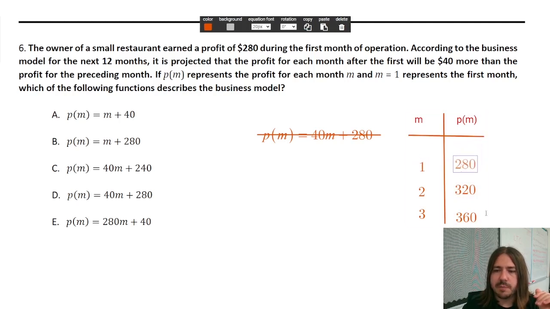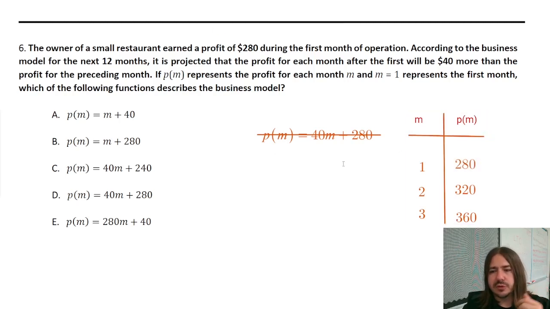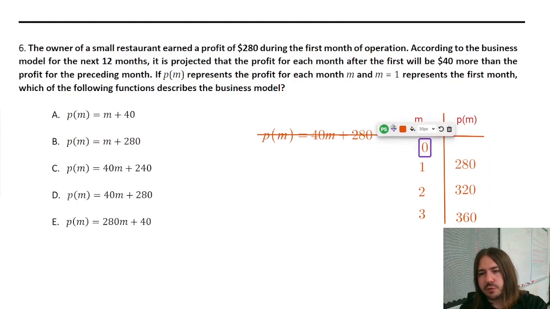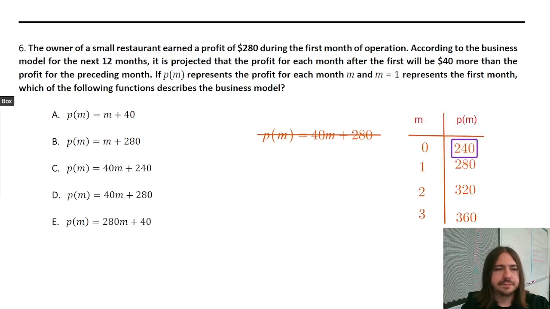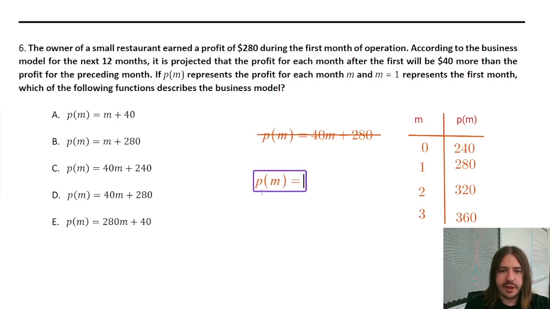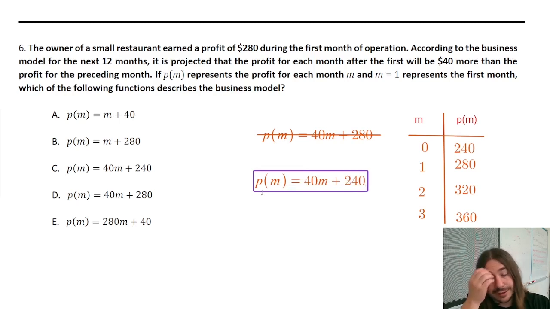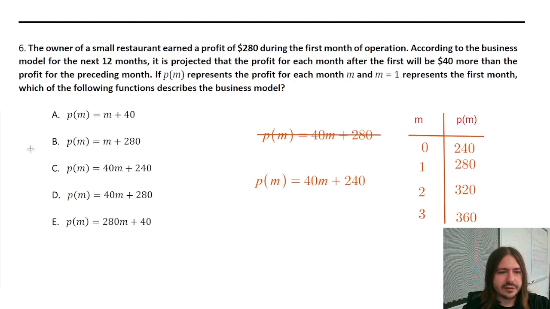So working backwards, I'm subtracting 40 rather than adding 40. So 280 minus 40 is going to be 240. That y-intercept should actually be 240, not 280. So my answer here is going to be P of m, slope here is 40. But the y-intercept, which is really the trick on this question, is going to be 240. So anyway, our answer here is C.